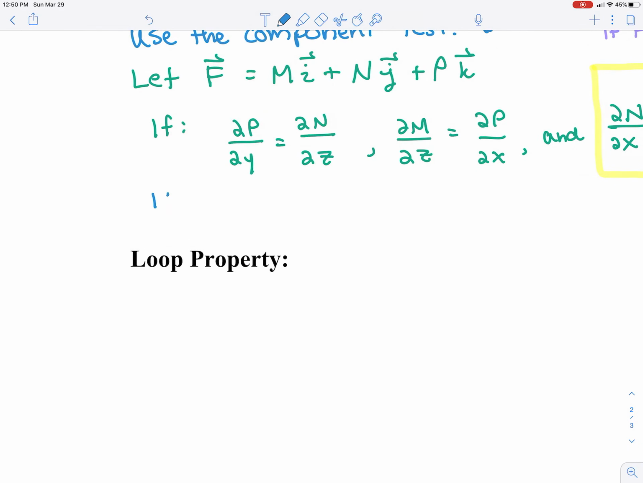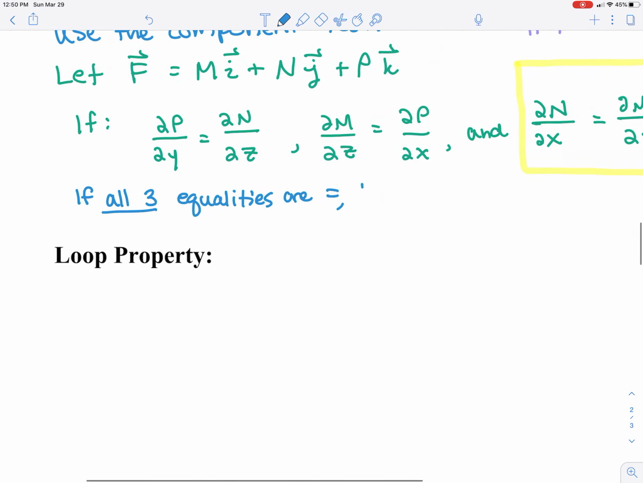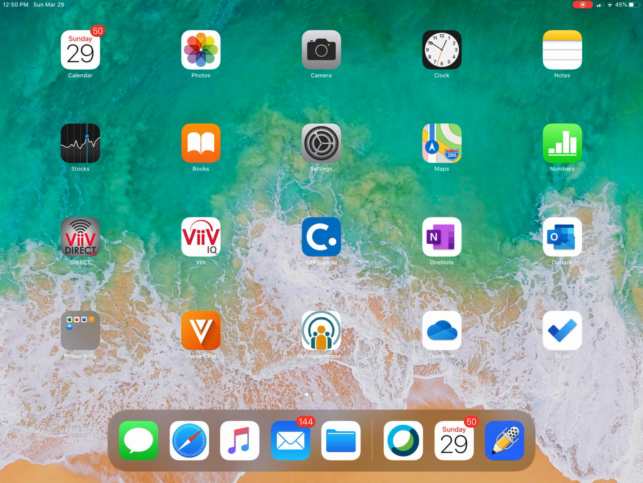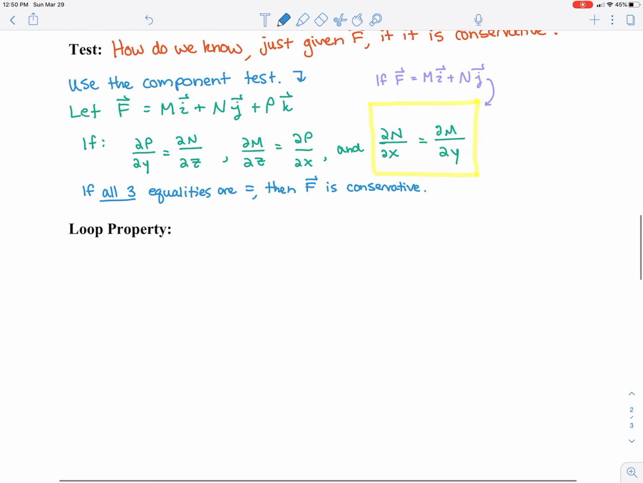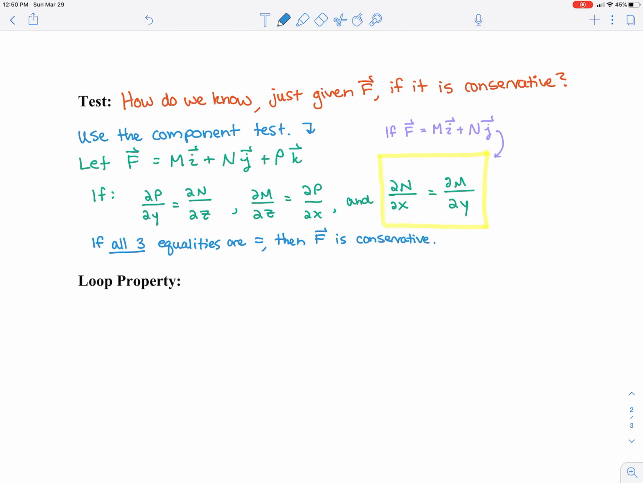So if all three equalities are equal, then we know F is conservative. So that's the component test.